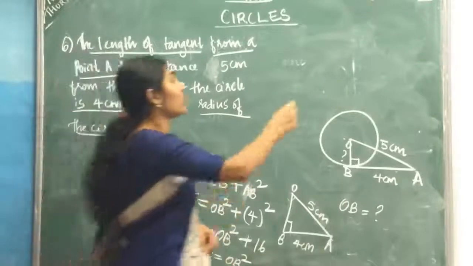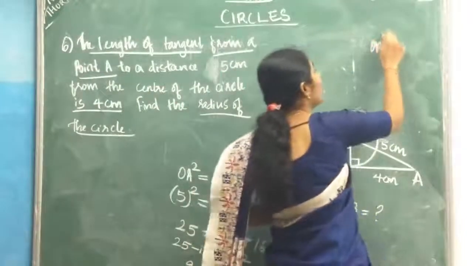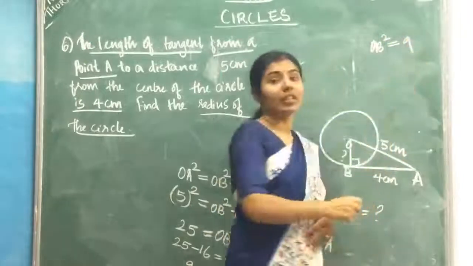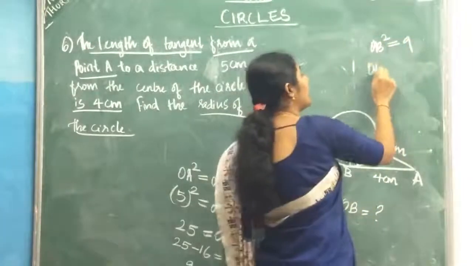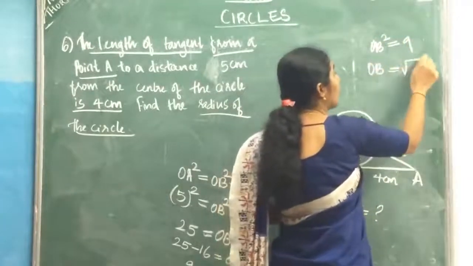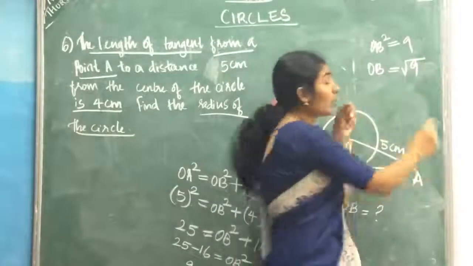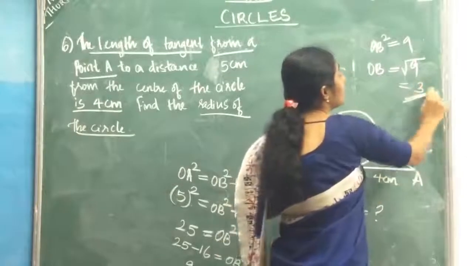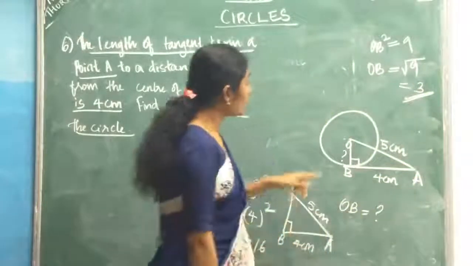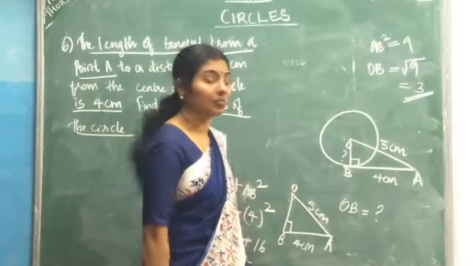So you are getting OB square as 9. So how to find OB? Take the square root of 9. What is the square root of 9? 3 threes are 9. So the square root of 9 is 3. OB is 3. So the radius of the circle is 3 centimeter.